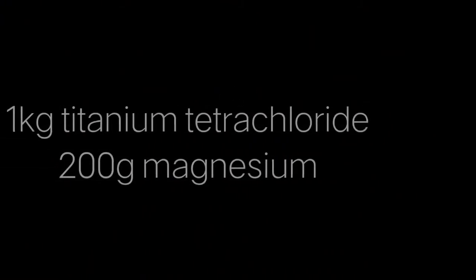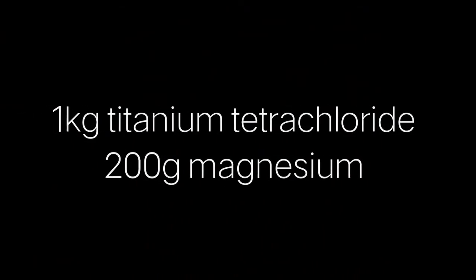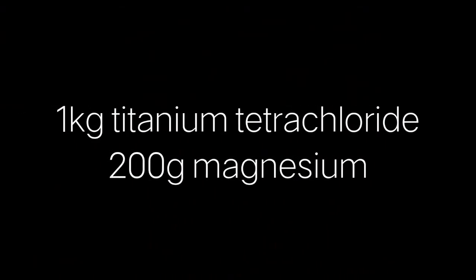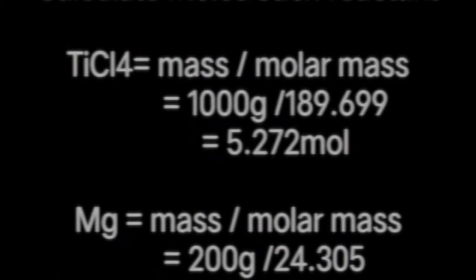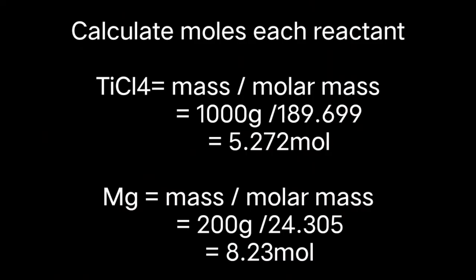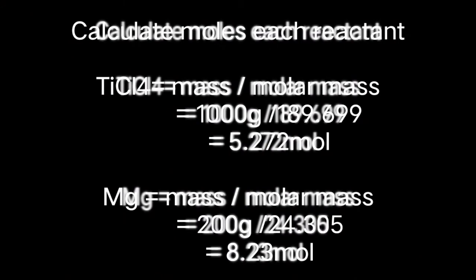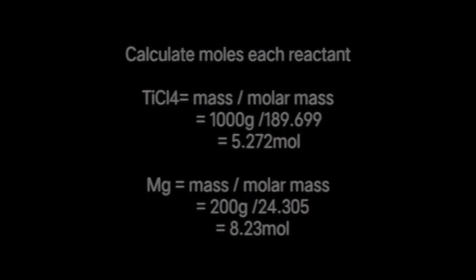Back to the example, with 1 kg of titanium tetrachloride and 200 g of magnesium metal, we calculate the number of moles of each reactant. To calculate the moles of each reactant, the mass of the reactant is divided by the molar mass of the reactant. Then we got the moles of titanium tetrachloride as 5.272 mole and the moles of magnesium as 8.23 mole.